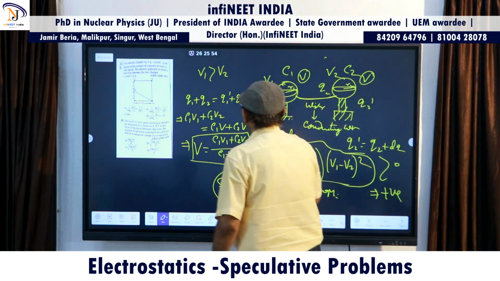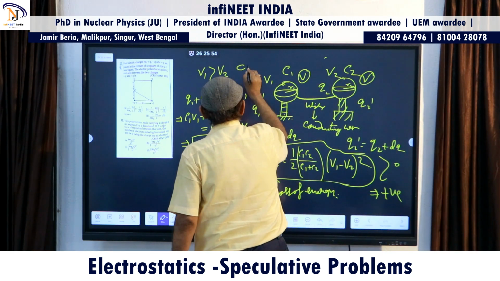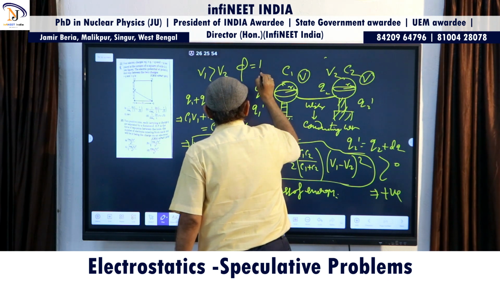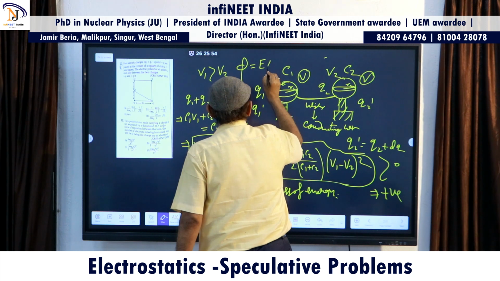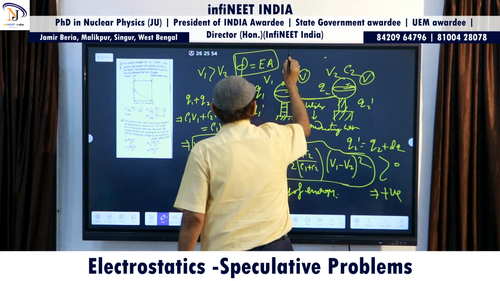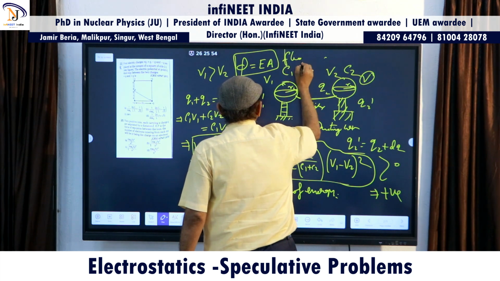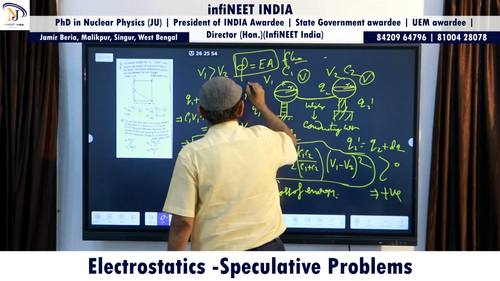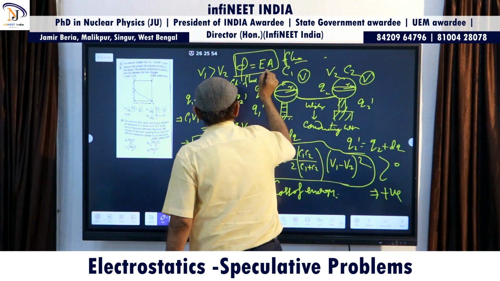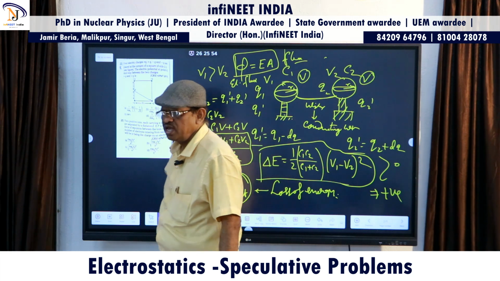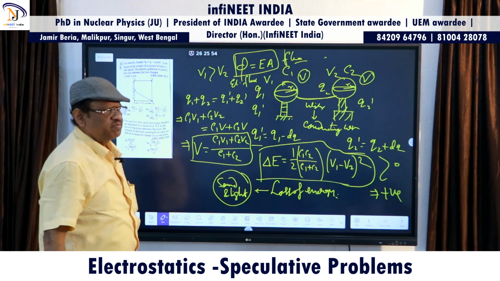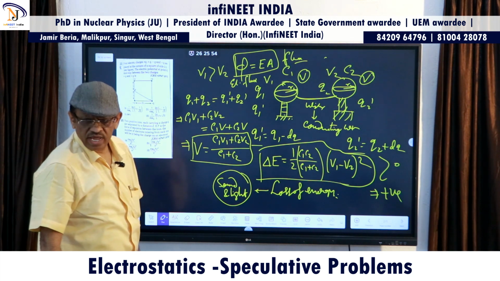And another is, what is potential, what is flux? Flux is nothing but E into A. Electric flux, phi equals E into A. This is another formula. So I have written a number of formulae, and on the basis of that you can go ahead.